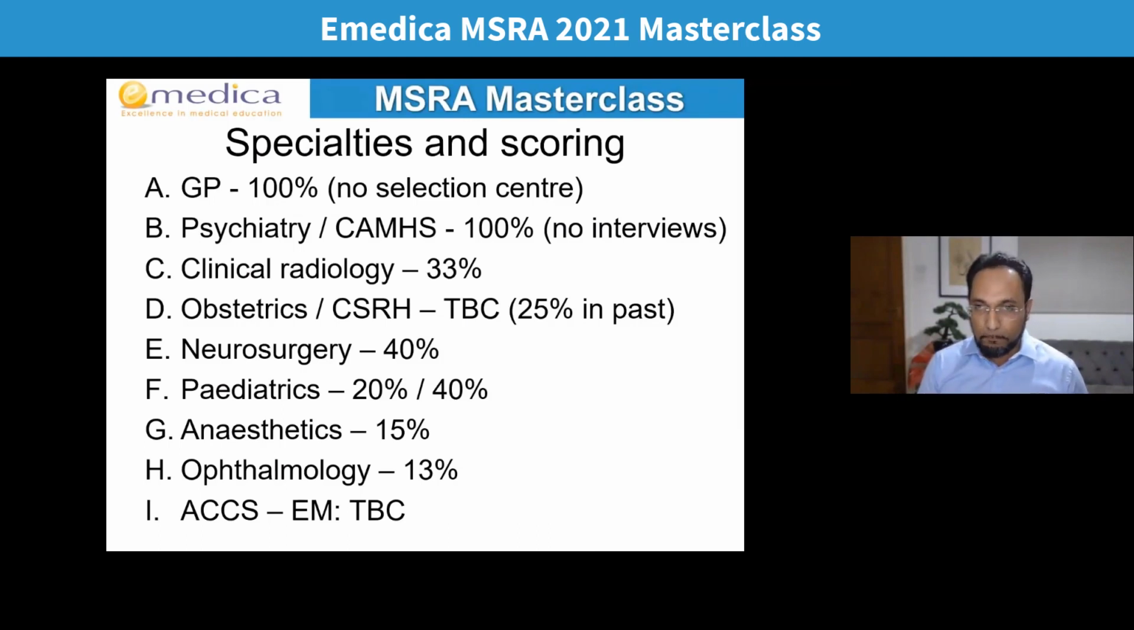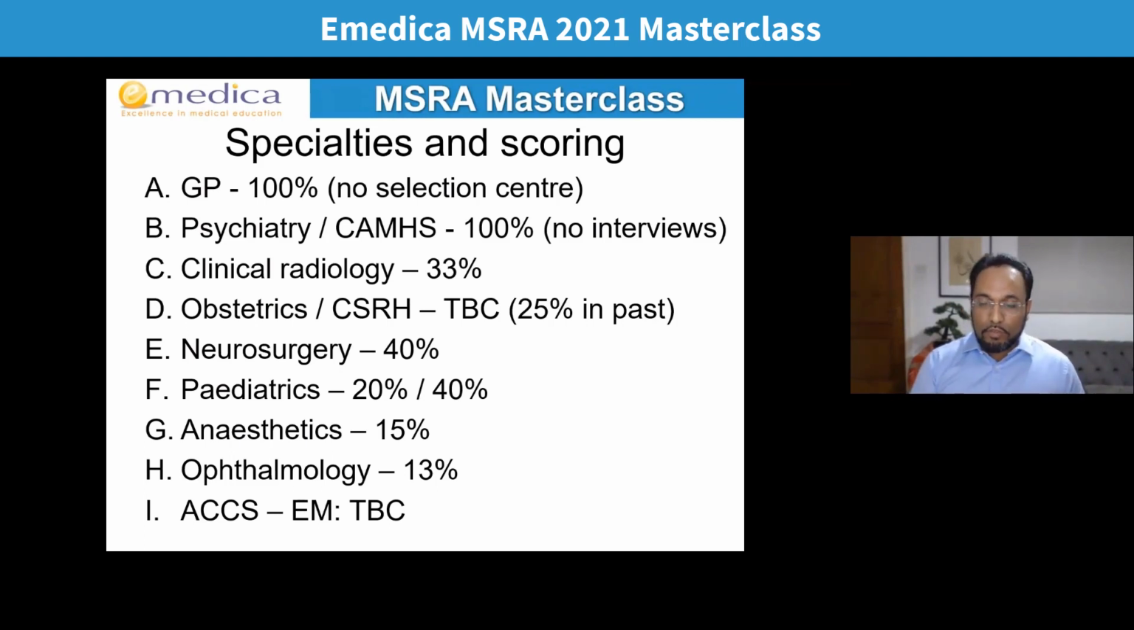So the first thing is GP. GP and psychiatry, and Child and Adolescent Mental Health Service follows the same route as psychiatry. For both these specialties, there is no selection center, there's no interview this year at all. So 100% of your rank is going to be based on how you score in MSRA. Nothing else will make a difference to your chances. There's no portfolio, there's no virtual interview, nothing. 100%. I've listed them by order of how important the MSRA is in terms of the ranking.